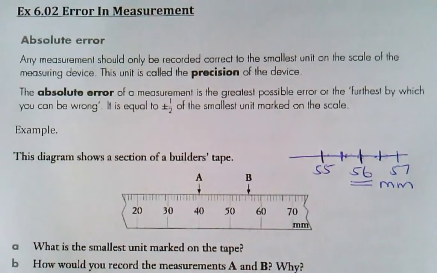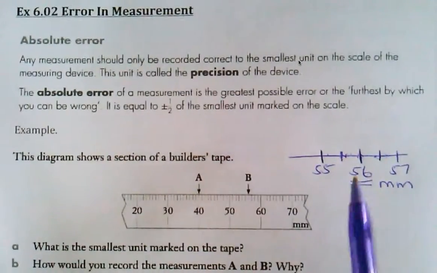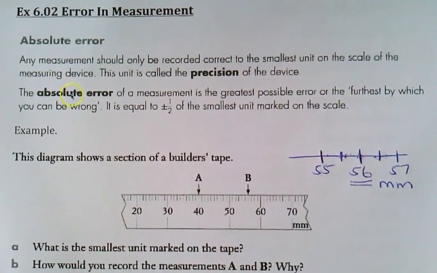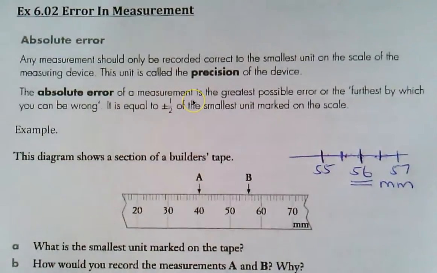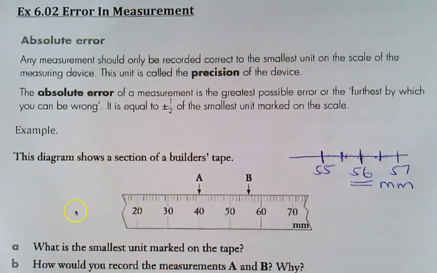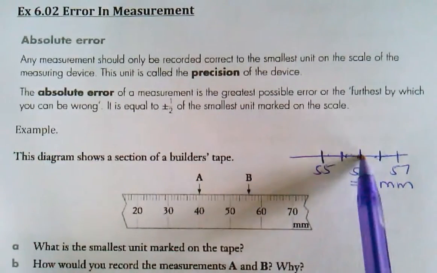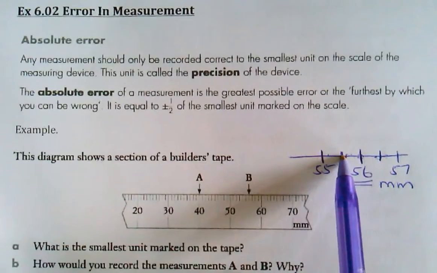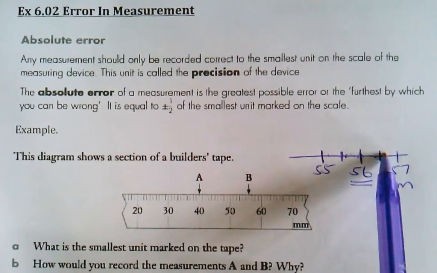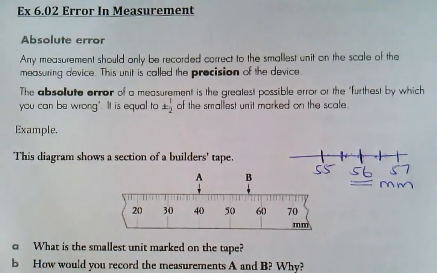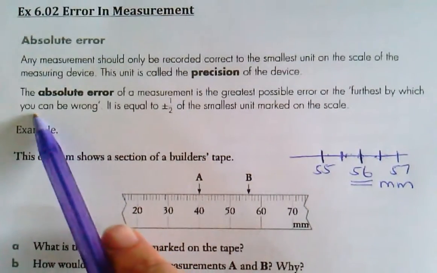So, therefore, any measurement should only be recorded correct to the smallest unit on the scale that you're measuring it. This is called the precision, how precise your device is. The absolute error of your measurement is: if I report my answer is 56, it could be as much as halfway on this side, do you get it, or all the way up there. Minus a half or plus a half from that 56. Do you get that? This is what this means.